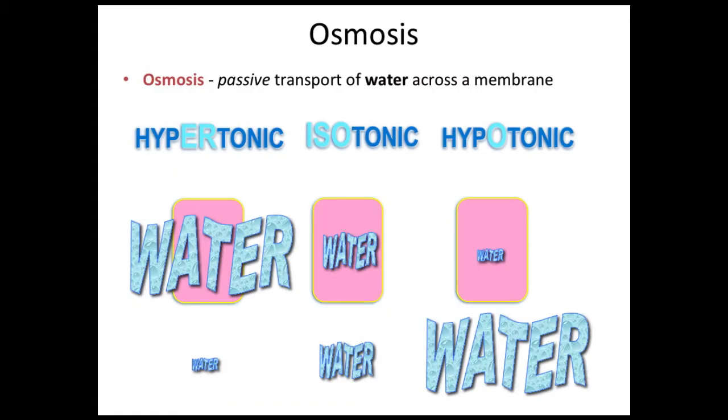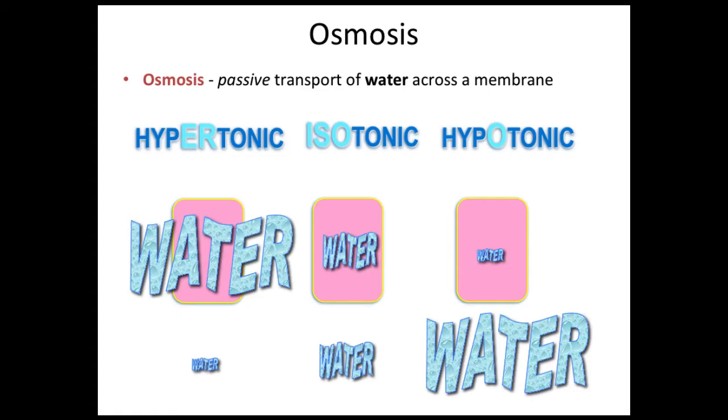The next way in which substances might move across membranes is osmosis. But osmosis is very specific because it's only about the movement of water molecules. Osmosis is the passive transport of water across the membrane. And when we're talking about osmosis, we have to use these words that you see on your screen: hypertonic, isotonic, and hypotonic. When we describe these cells, we need to talk about the environment in which that cell is found.